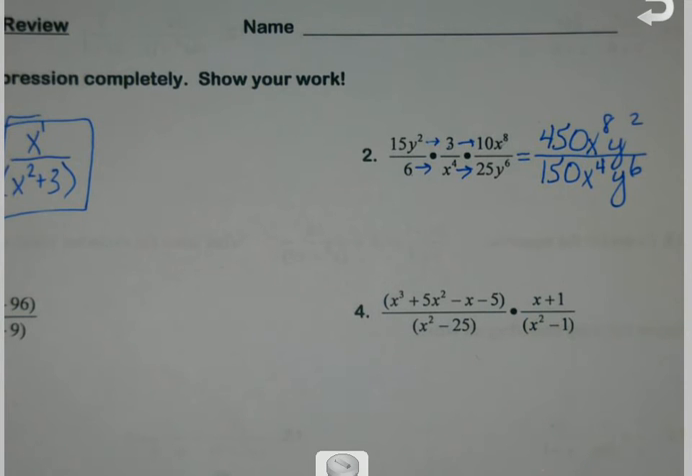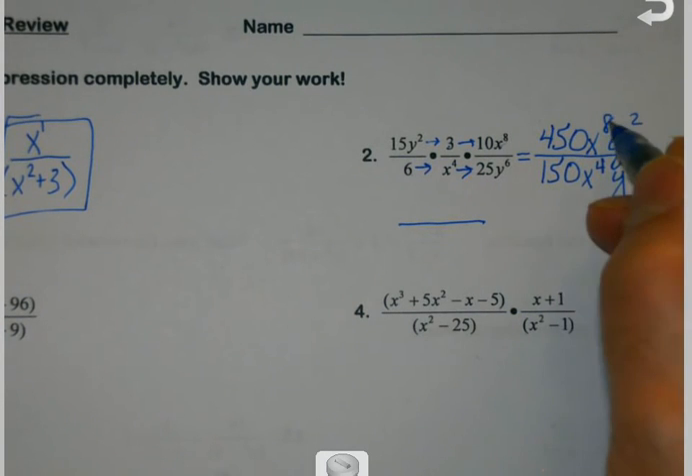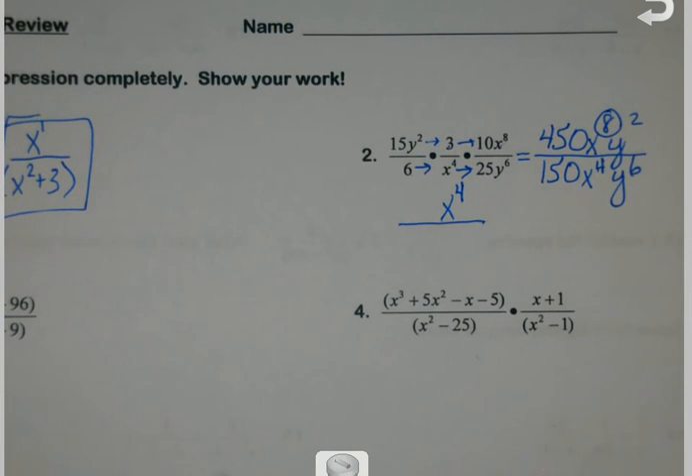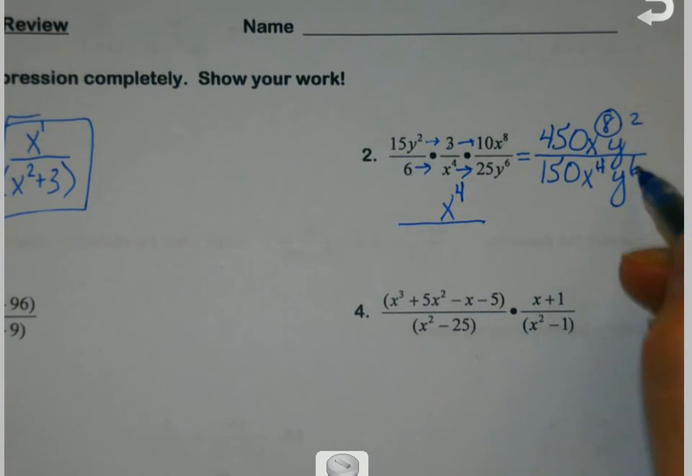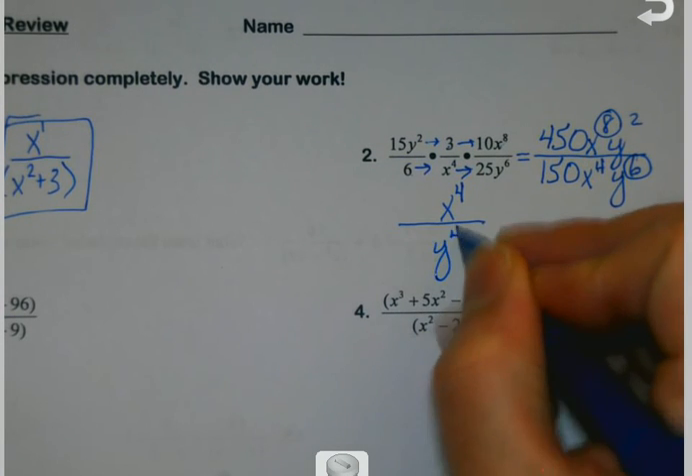Now as far as my exponents go, when I go to make my last fraction, I'm still going to subtract my exponents, and I'll come back to the number part in a minute. 8 minus 4 is 4, bigger exponents up top. So I put my x to the 4th there. 6 minus 2 is also 4, but it's going to go on the bottom because of the larger exponent there.